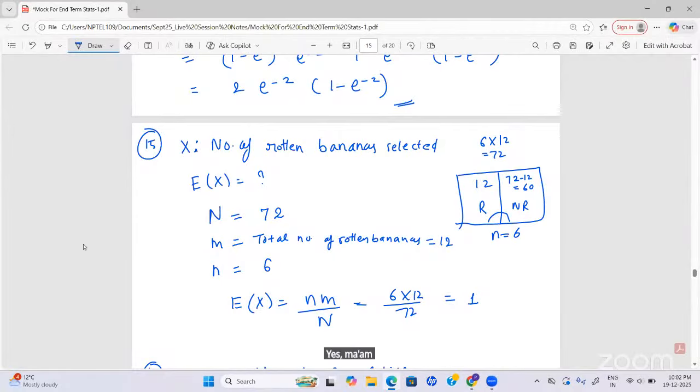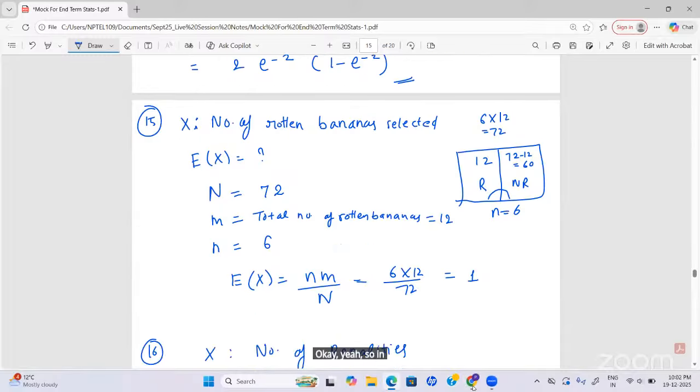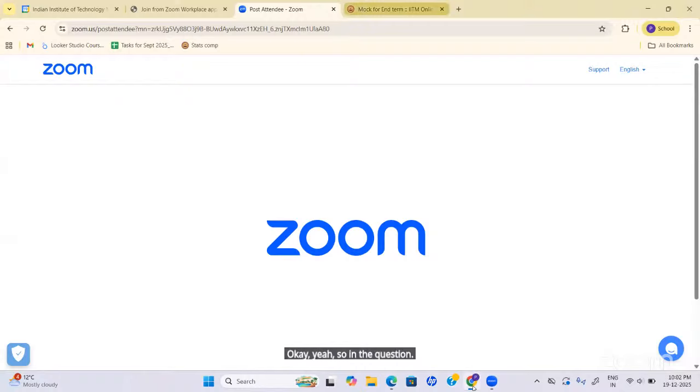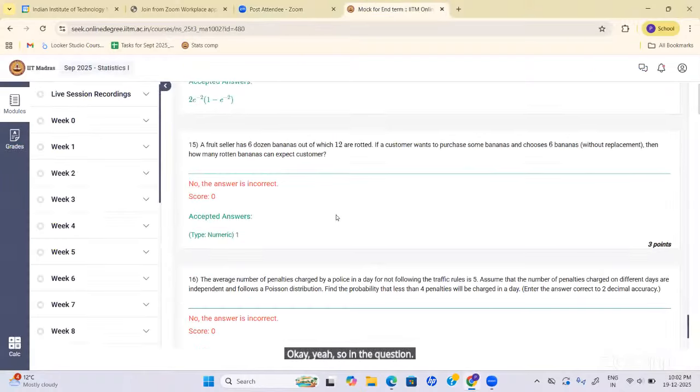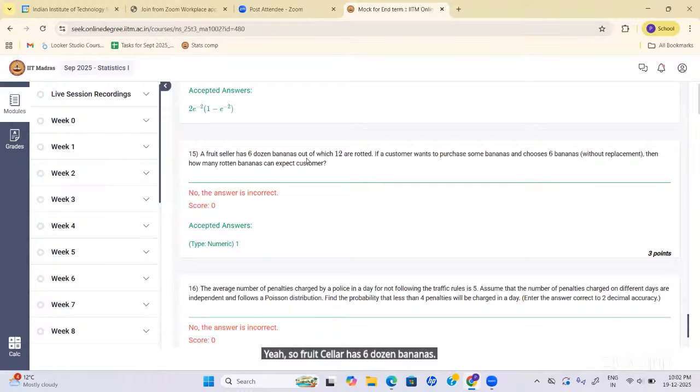Yes, ma'am. Okay, so the question says that a fruit seller has 6 dozen bananas. So in total, you can see the total number of items in the population is given, which is 6 dozen, so 6 into 12, 72. Out of those 72 bananas, 12 are rotted. So there is a customer who is purchasing 6 bananas.